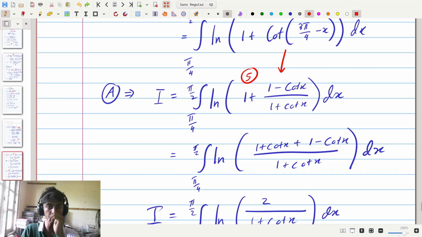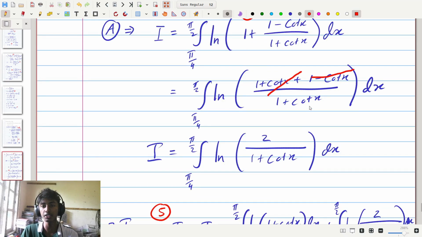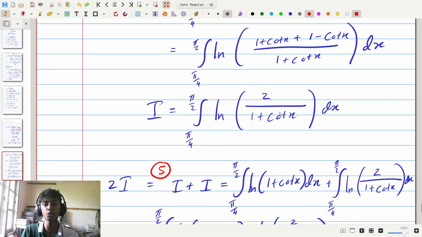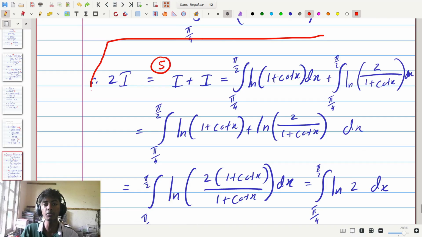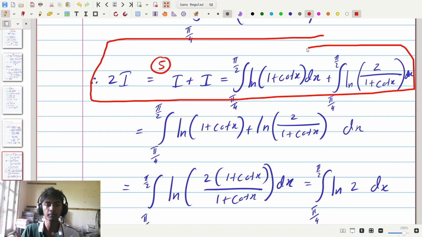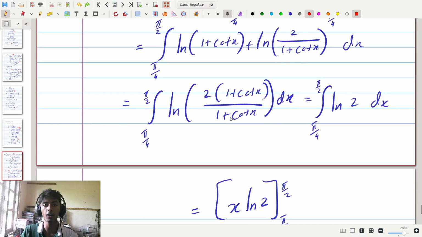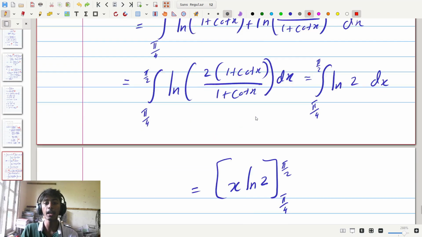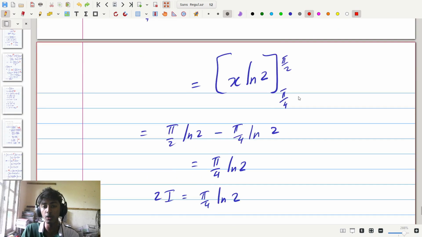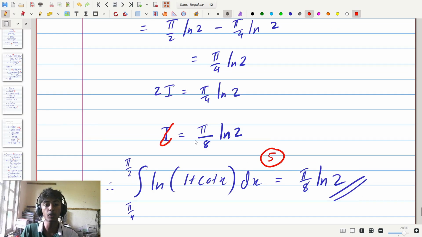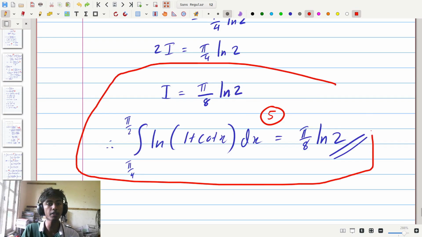Now after that, when you simplify down, when you cancel out these cotangents and get this value right here of 2 divided by 1 plus cotangent of x, and then you take this integral form of I and this other integral form of I and add them together, for adding them together like this, you get 5 marks. Now after that, when you simplify down, cancel out using natural logarithm terms, and then you get x times natural logarithm of 2 evaluated from pi by 4 to pi by 2, and then you get I equals pi by 8 times natural logarithm of 2 as your final answer. For writing this down, you get a final 5 marks.